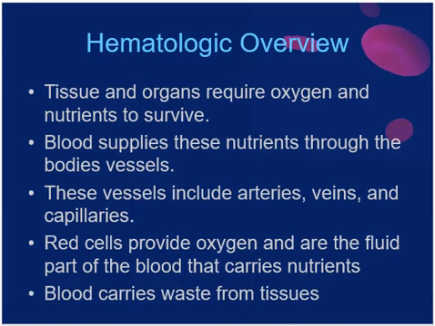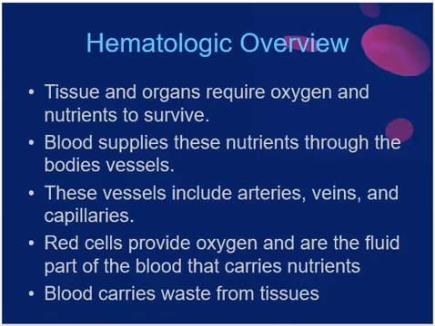We'll first talk a little bit about the red cells. We know that red cells help tissues and organs get the oxygen and nutrients that they need to survive. The blood vessels and the blood carry these nutrients through to the organs. These vessels include arteries, veins, and capillaries, and red cells provide oxygen and are the fluid part of the blood that carries nutrients, and also the blood carries waste away from our tissues.